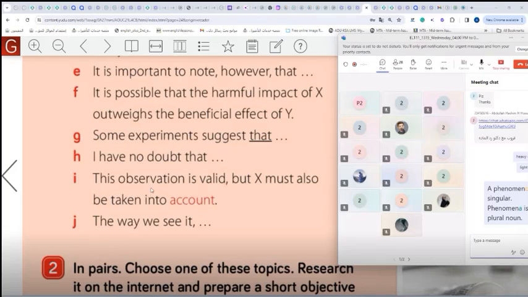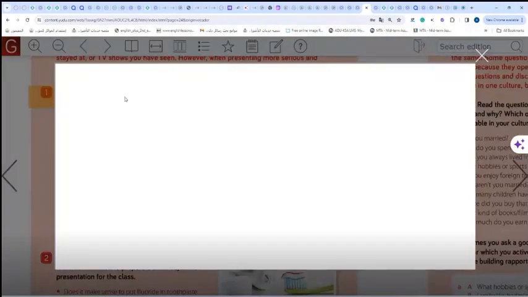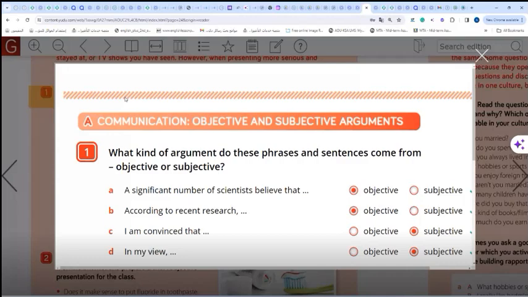So is it objective or subjective? Objective. Okay. Number J. The way we see it. When you say the way we see it, or according to the way we see it, we see it, we feel it, we are subjective. Okay. Now, dear students, let's check your answers.